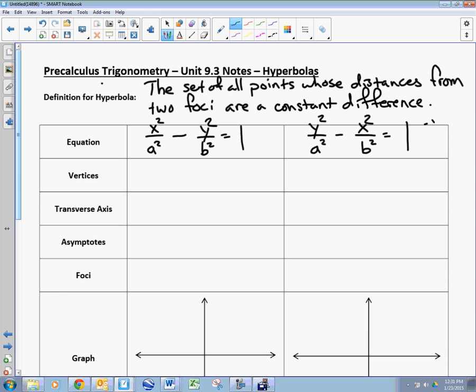For this one, I could just write it as negative x squared over b squared plus y squared over a squared. Actually, a could be bigger or smaller in this situation. What matters is which one is negative. In this situation, the value of y squared is negative. In this situation, the value of x squared is negative. So that's what you have to keep in mind. Whichever one's negative is what really matters.